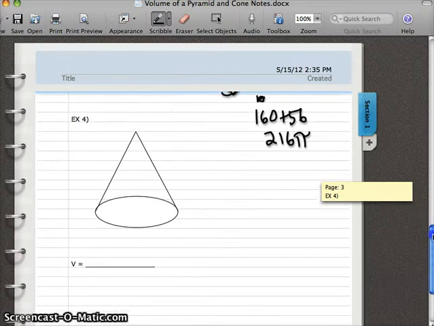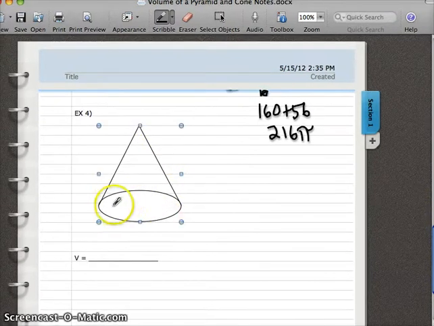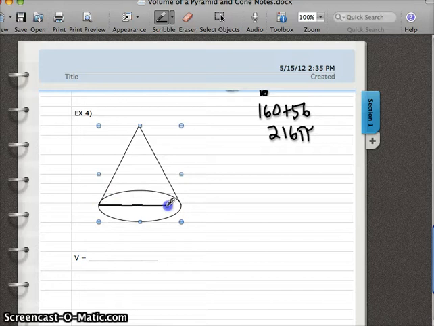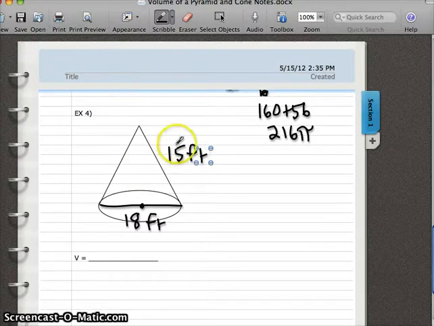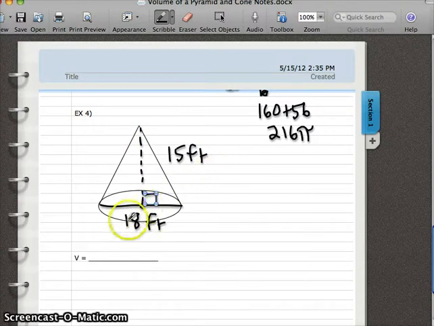Let's see how we could complicate that. We might do something like give you the diameter instead of the radius. Let's say we get a diameter of 18 feet. And instead of giving you the height, they give you the slant height instead. Let's say they give us 15 feet. Well, again, we could find our height by using triangles. So if we draw a right triangle here, and we split our diameter in half, find the radius, half the diameter, half of 18 would be 9.